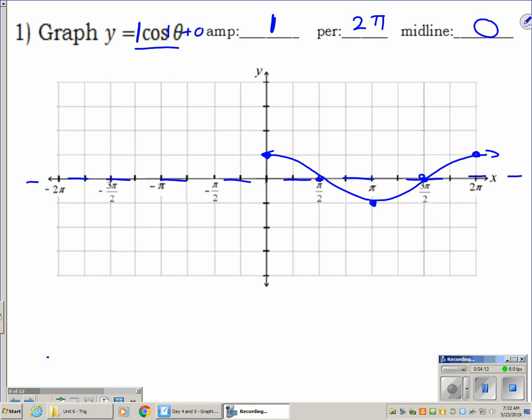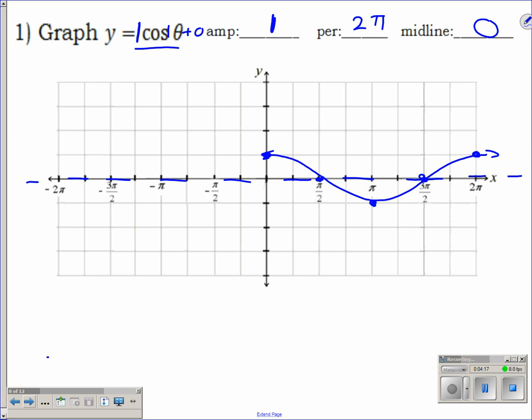Alright, and that's really just about it. Okay, so it's the same graph, but starting at positive values at the maximums. And you're still plotting 5 points like you are with sine. It's always 5 points, start to end, and then we're good. Alright, let's try another example.